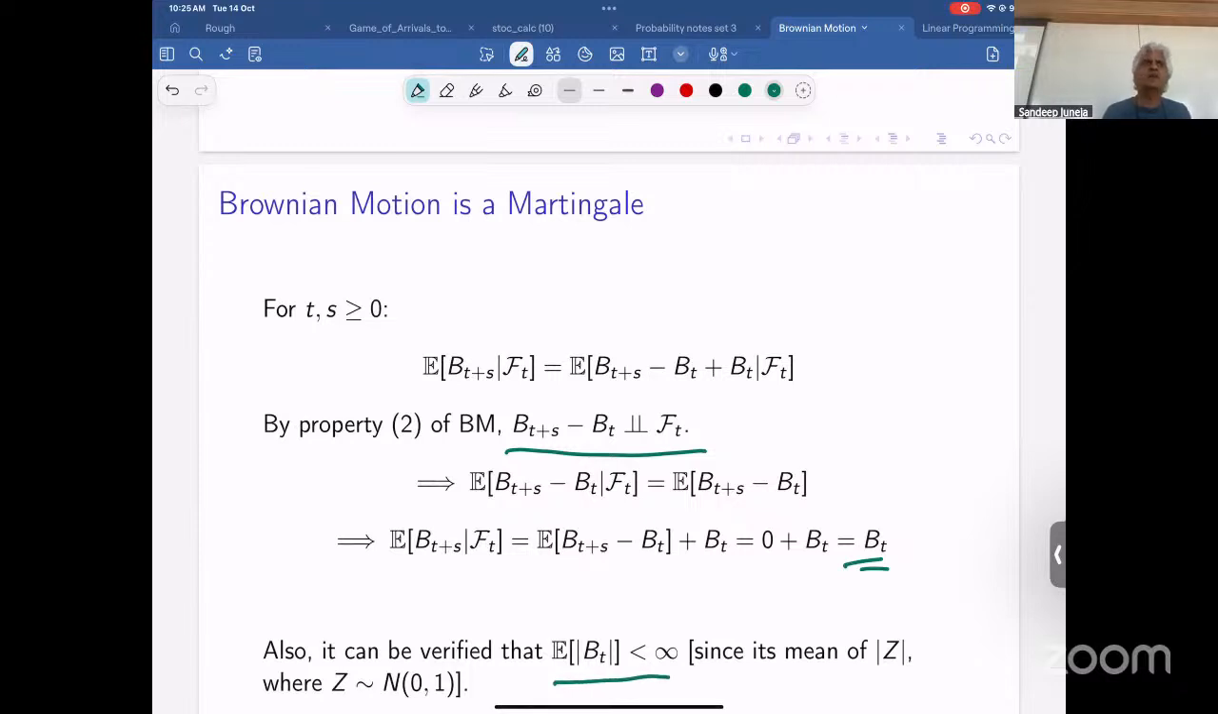And this, of course, is very easy to verify. B_t is a Gaussian variable. The absolute value of a Gaussian variable is a well-behaved random variable with finite expectation. So everybody with me so far? Any questions? That's the only new thing we've done so far.